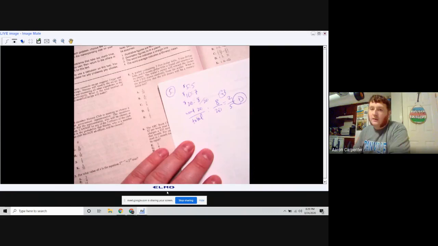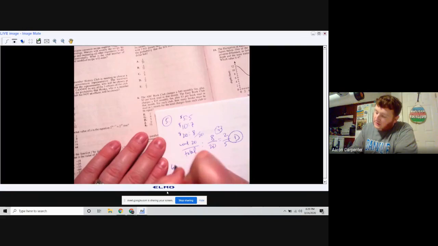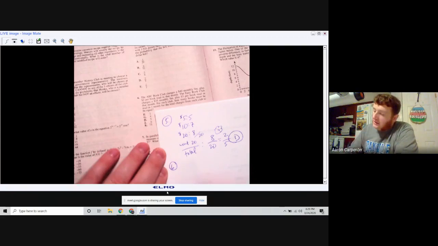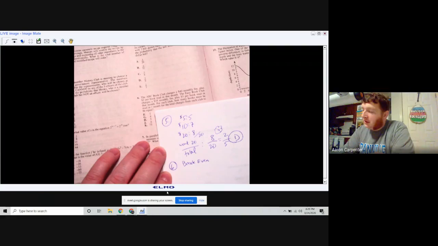Number 6, because I know this test fairly well, the problem is a break-even word problem. There is almost always some kind of break-even word problem on there. The ABC Book Club charges a $40 monthly fee plus $2 per book in that month. The Easy Book Club charges a $35 monthly fee plus $3 per book read in that month. For each club, how many books must be read in 1 month for the total charges from each club to be equal?